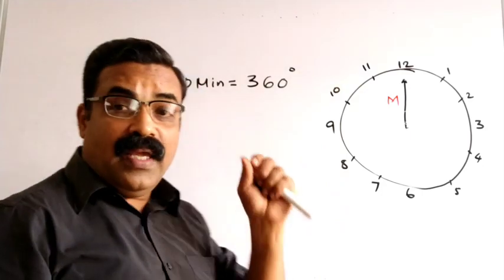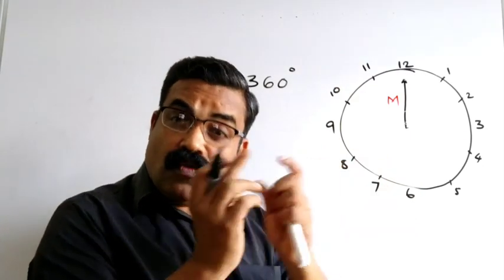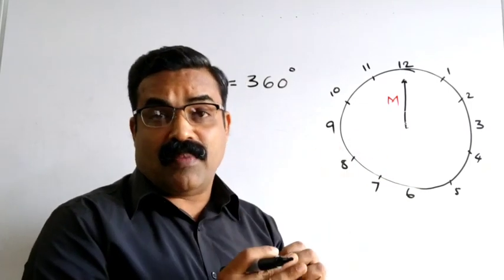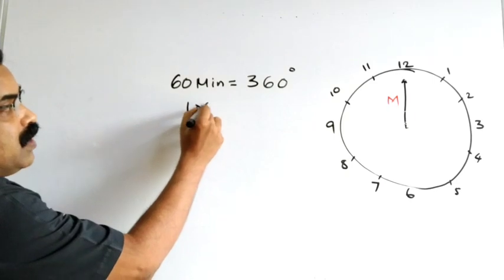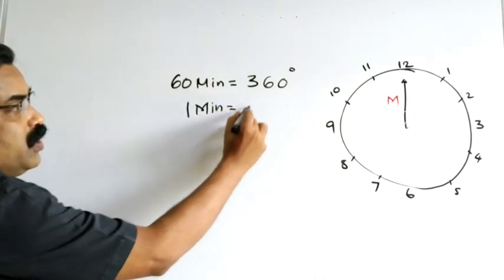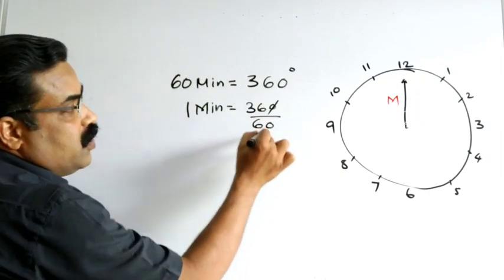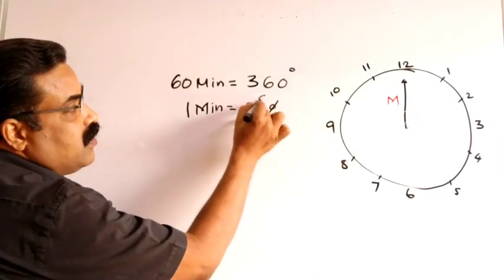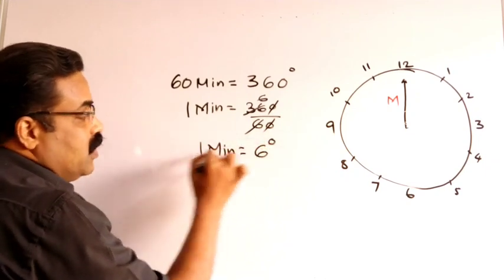From here I can find how much 5 minutes will be equal to, how much 1 minute will be equal to, what angle measurement we will get. So here I can take 1 minute. 1 minute is equal to 360 divided by this 60. So I can cut this 0 and 0, 6 sixes are 36. So I can write 1 minute is equal to 6 degrees.